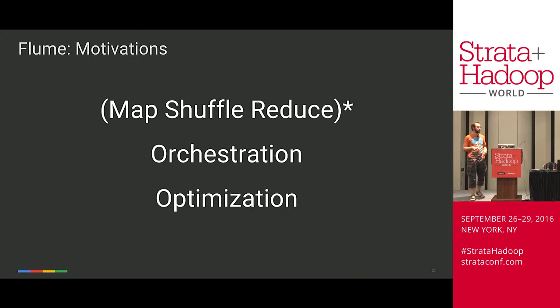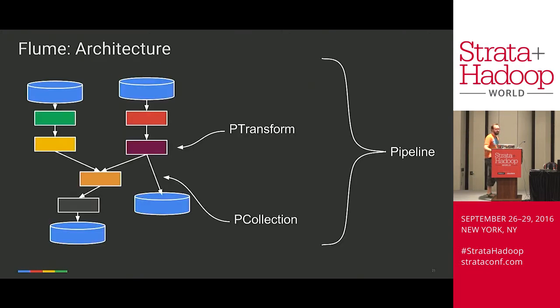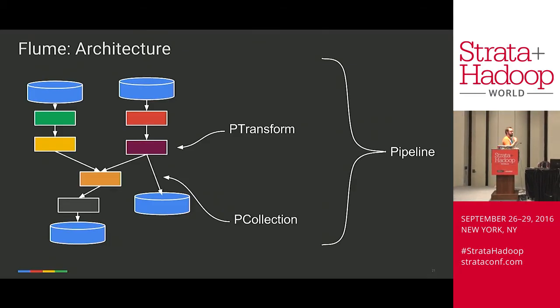They were sacrificing all this in turn to gain performance. And so the idea with Flume was, well, let's build an API that lets you write pipelines natively. This has a notion of pipelines, and is really built around two main concepts. One is p-collections, which is this idea of a massive data set. And then the second is p-transforms, which are really just transformations of data sets.